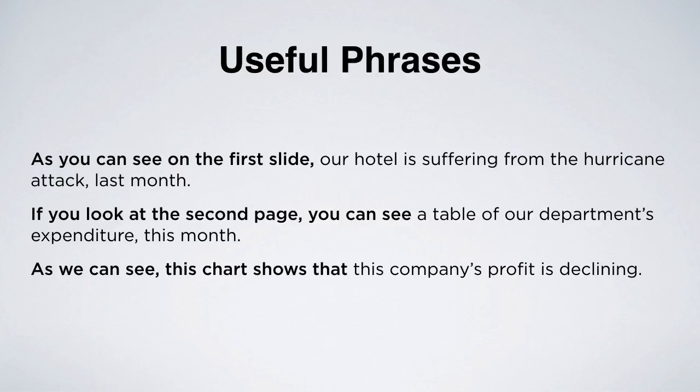As you can see on the first slide, our hotel is suffering from the hurricane attack last month. If you look at the second page, you can see a table of our department's expenditure this month. As we can see, this chart shows that this company's profit is declining.